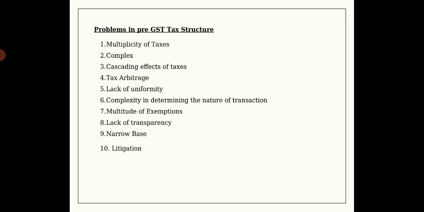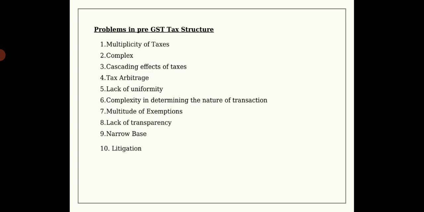Now see the second one, complexity. The taxes are levied by the central government as well as the state government. So a person has to maintain accounts which comply with all the applicable laws. This has resulted in a complex indirect tax structure in the country, and it also results in an increase in the cost of compliance. See the third one, cascading effects of taxes.